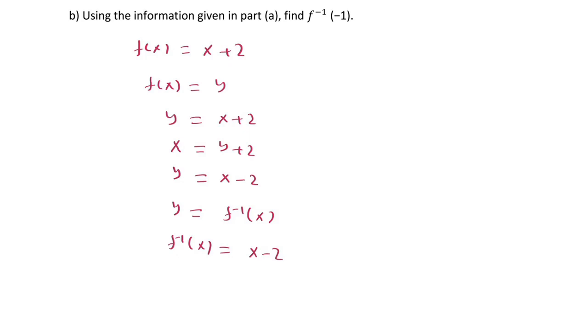Okay, so from inverse f(-1), we see that x equals -1. Then we are going to have inverse f(-1) equals -1 minus 2, of which, solving the values, we are going to have -3. And this is going to be our answer.